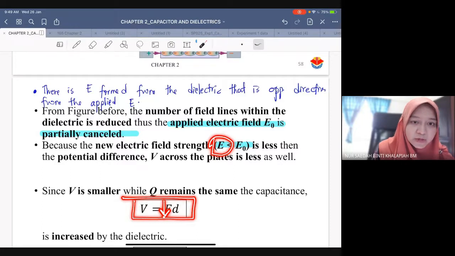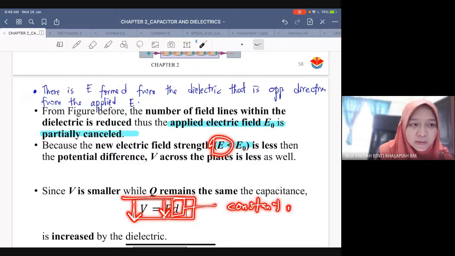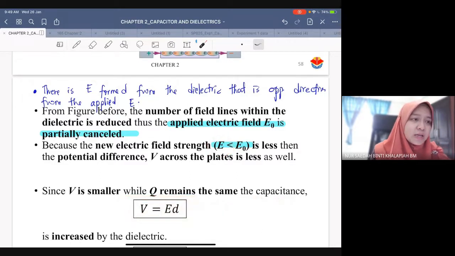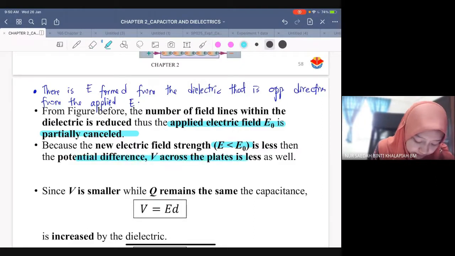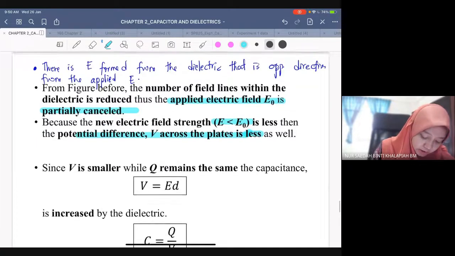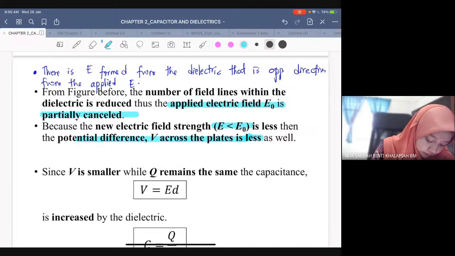Apa berlaku kepada V? Berkurang jugalah, directly proportional, isn't it? Because distance antara two plates adalah constant. Kita tak ada ubah pun distance antara dua plate. So bila E berkurang, V akan less. V akan berkurang as well. Okay. Since V berkurang, sepatutnya formula ni kena letak bahagian atas lah kan, nak tengok formula.